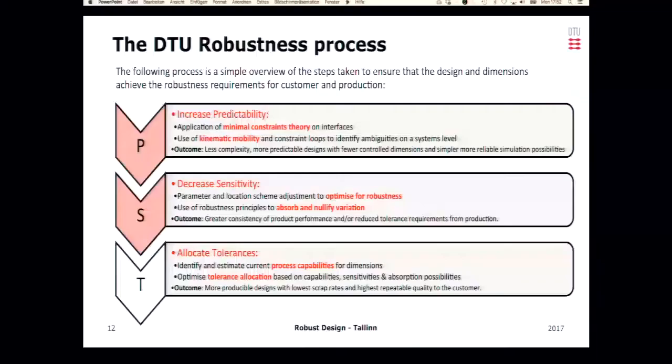Now, at DTU, the university I work at, we have basically a three-step process to achieving quality. First, increase predictability, then decrease sensitivity, and then allocate tolerances. Now, there are a lot of German institutes we collaborate with who are incredibly good at this tolerance allocation stuff, so we tend to focus on the first two. I'm going to give you some tools and methods to do this. So let's start with increased predictability.